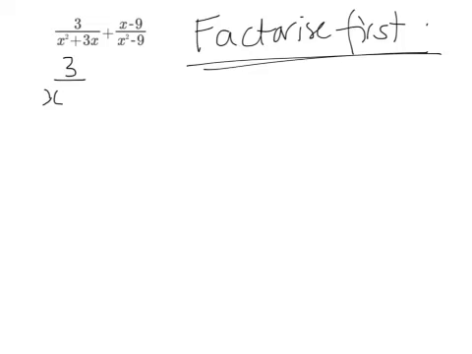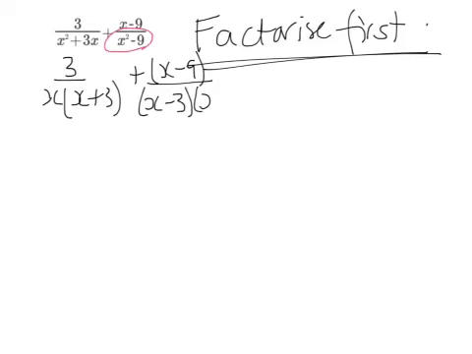So the bottom will be 3 over x, x plus 3, and the top will be x minus 9, that's just the same. And be careful of this, look out for him. He's a square minus a square, which means he's x minus 3, x plus 3, and they love those squares minus squares in algebraic fractions. Okay, so that's the bottom.